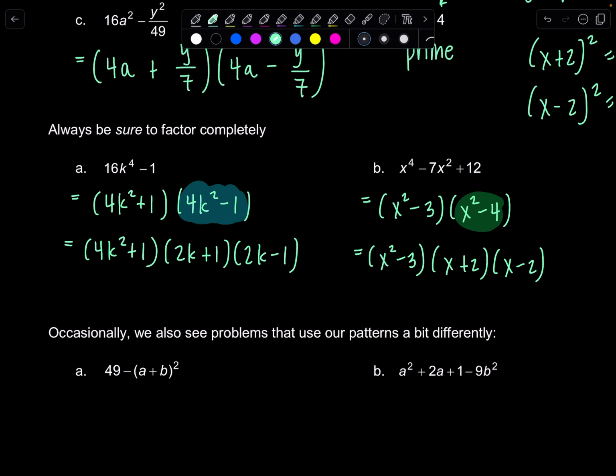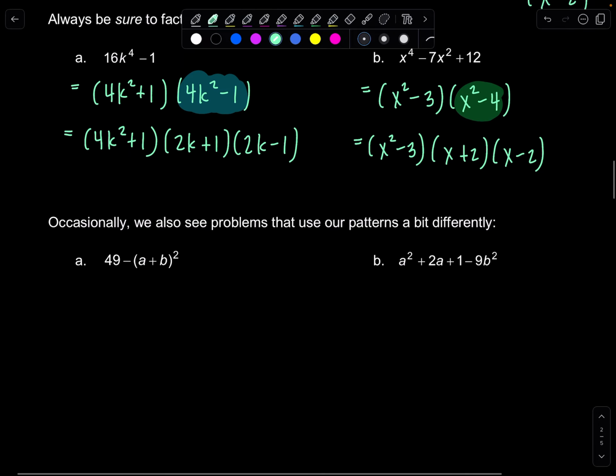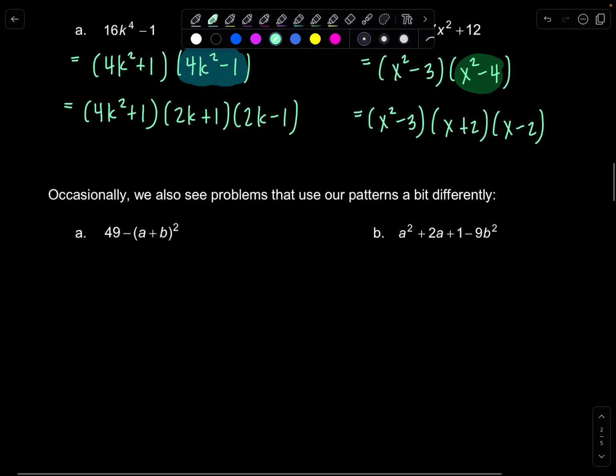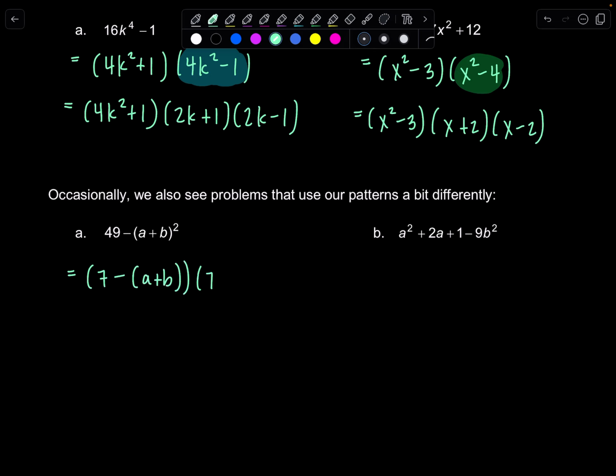And then occasionally we also see patterns that use a difference of squares or perfect square trinomials a little bit differently. And I just wanted to show you some examples. For example, 49 minus a plus b squared, that's a difference of squares. You would have 7 minus a plus b times 7 plus a plus b. And then I could distribute this negative and write it as 7 minus a minus b. So that's a little unusual, but still works.